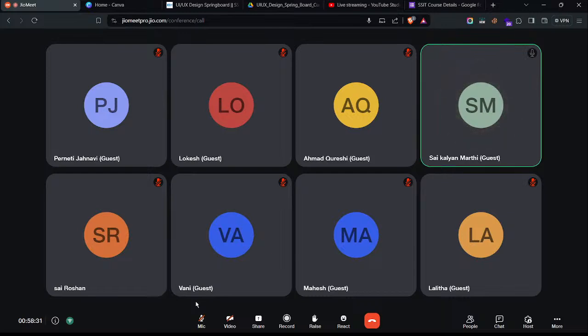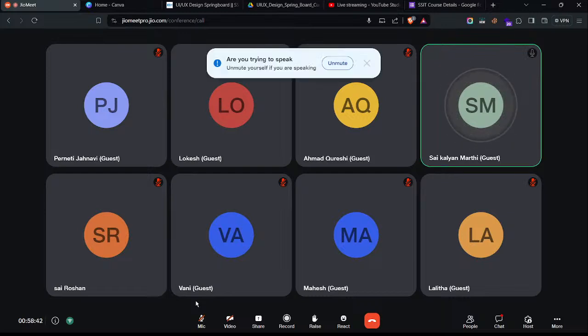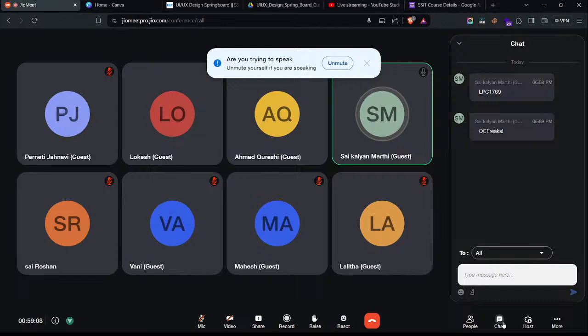The first controller I have used is, I'll just message in the group, just note that down, LPC1769. This is the controller with which I started my career. According to this controller, I can suggest one particular website. OFC Freaks is one website which has given me many insights. Maybe you can refer to that. I'll share that link also.